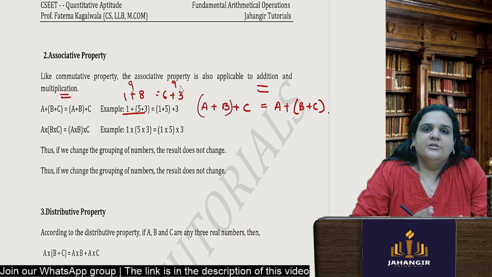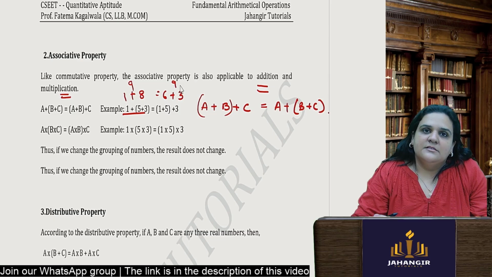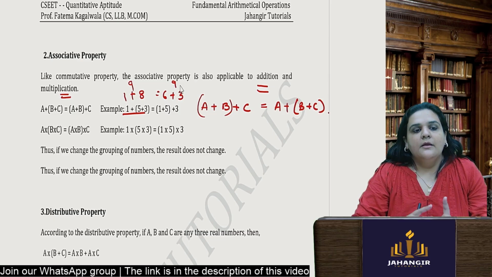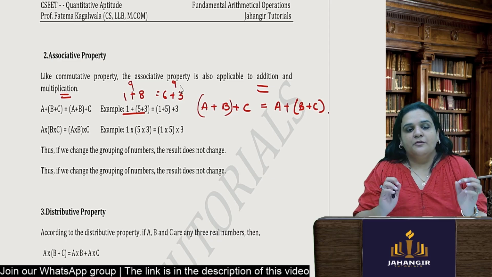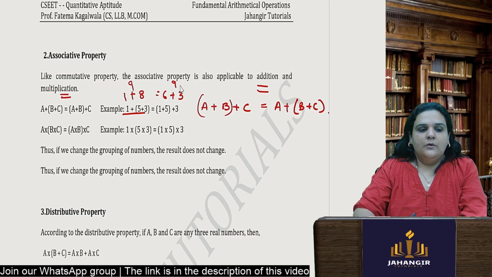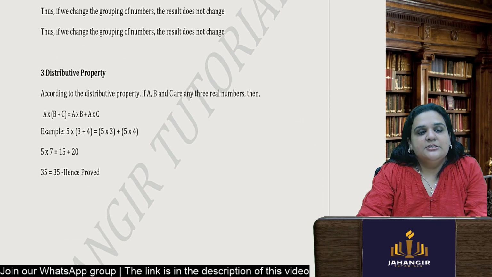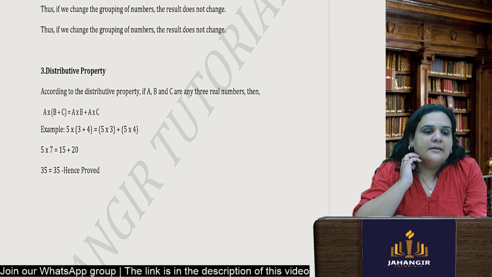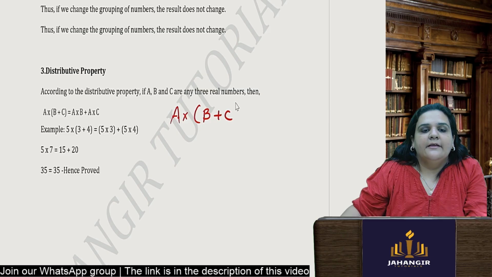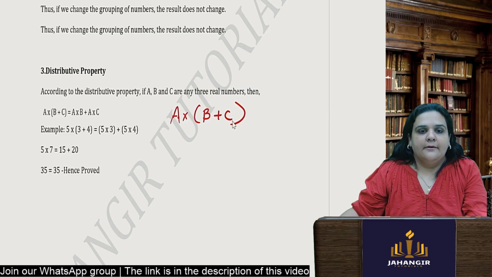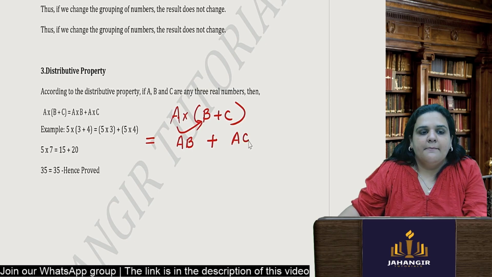Same thing is for multiplication. A into B into C will give you C into B into A. It is known as the associative property. Here the result does not change even if you change the grouping of the numbers. And the last one is the distributive property. When there are 3 real numbers, and they have given you one number to multiply and a group of other 2 numbers to be added, distributive property means you will multiply A by B and you will again add and multiply A by C.